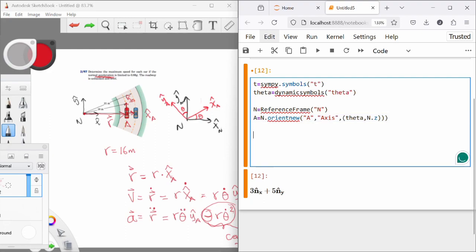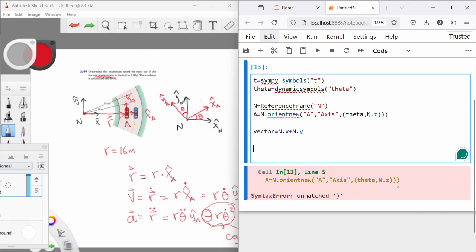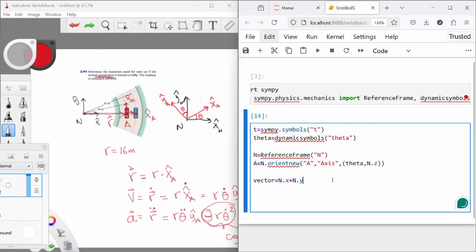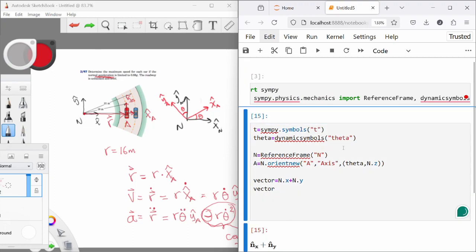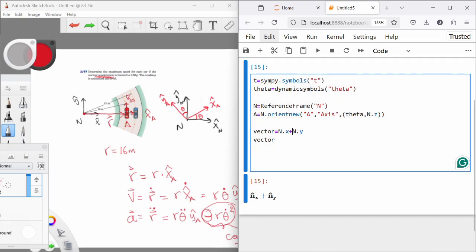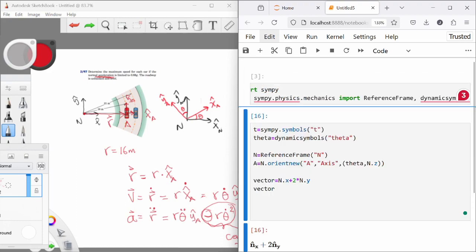Now we can do a vector described in the n frame. I forgot one parenthesis. Yep. We have one as the component in the x-axis and one as the component in the y-axis. I can try doing something different here if you want.